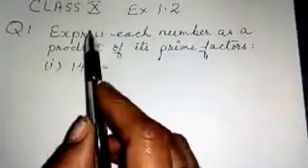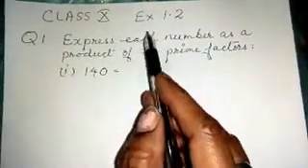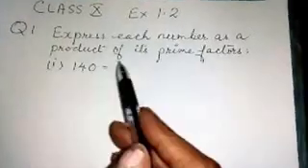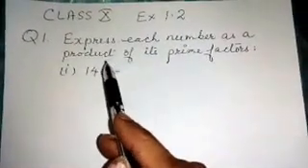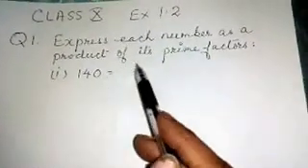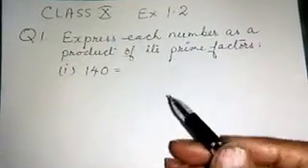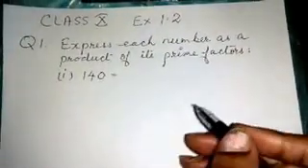This is class 10th NCERT Maths exercise 1.2 question number 1. Express each number as a product of its prime factors. The first number is 140.